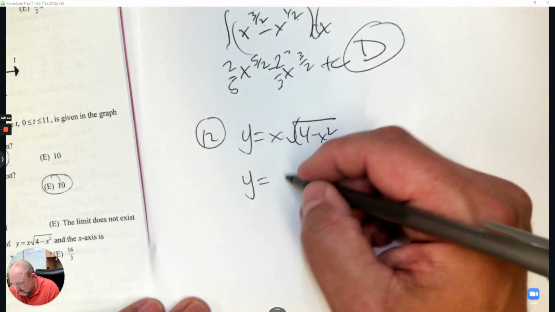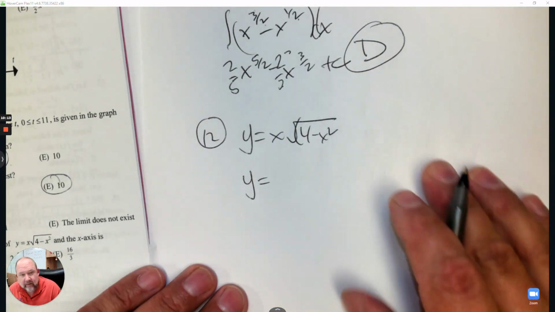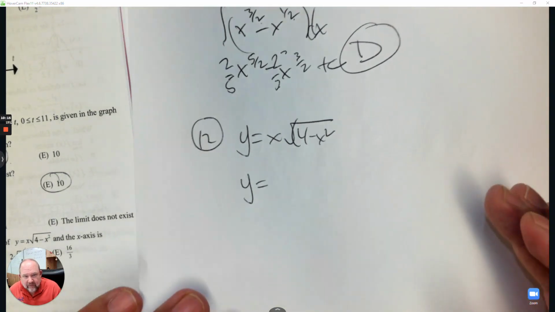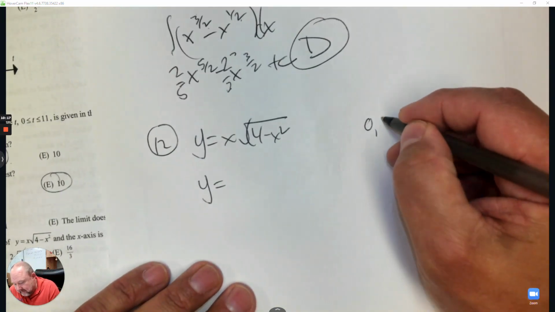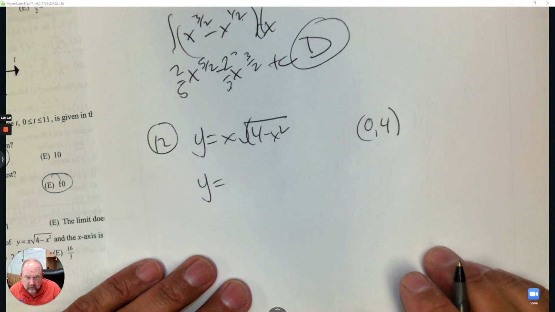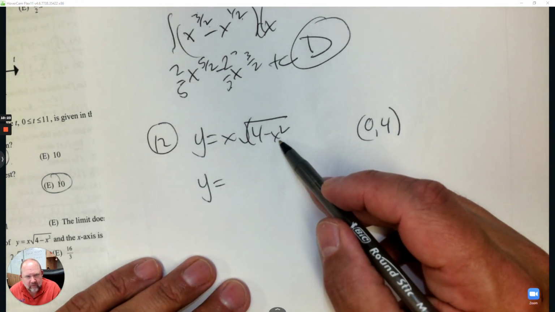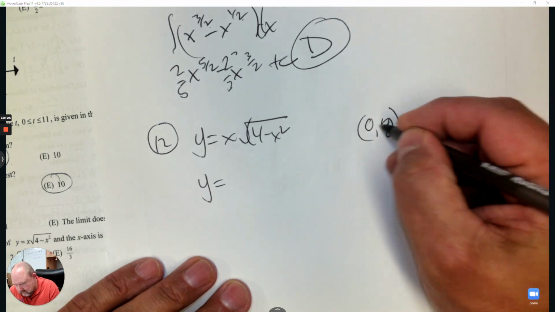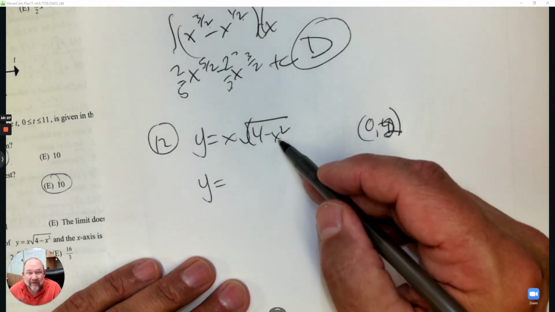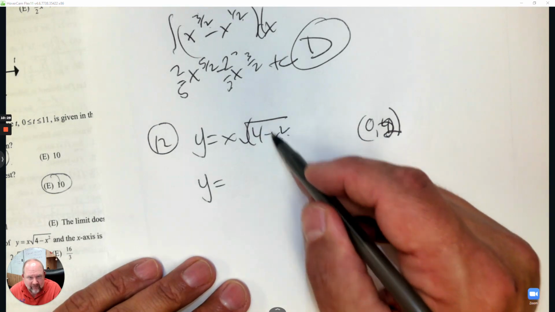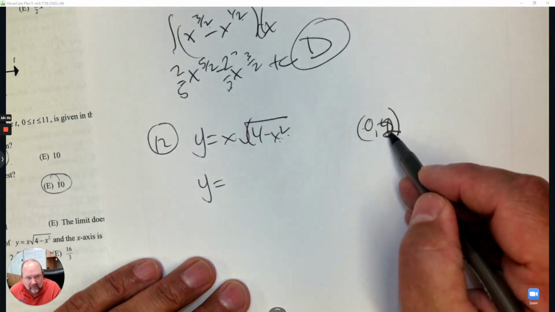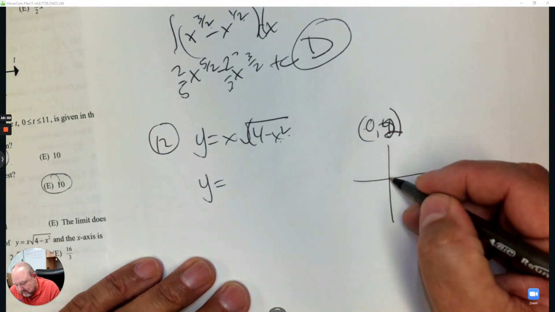Now, if I'm going to put in a positive number, I'm going to use common sense that I can only use numbers from 0 to 4. So why is that? Because if I plug in a number, 0 to 2, because if I plug in 3 or 4 or 5, it's going to be a negative answer under the square root sign. So 0 and 2 are my intercepts.